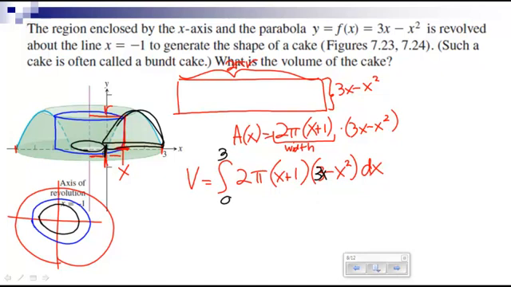Now, as soon as we get to this stage, that integral is relatively trivial. I'm not going to spend any more time doing this problem. We got it to the point where we got to an integral, and if you expand it out, it's just a bunch of polynomials. It's an easy integral. Okay.